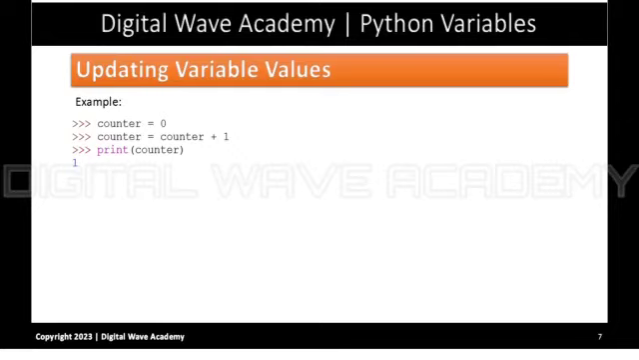Variables are mutable, which means their values can be updated or changed. Let's say we have a variable counter initialized to 0. We can update or change its value as follows: counter equals 0, counter equals counter plus 1. And when we print the value, which was initially 0, it has now been updated to 1.